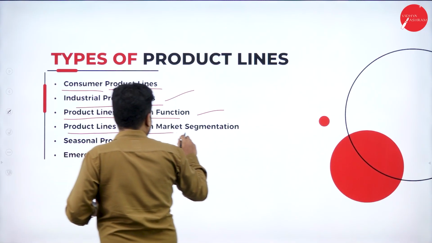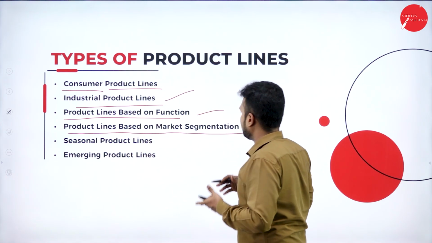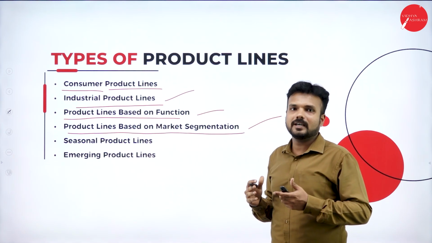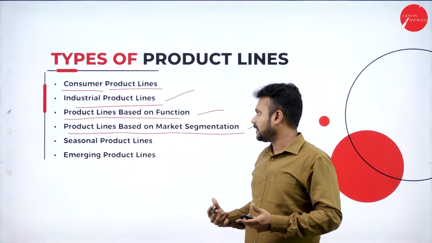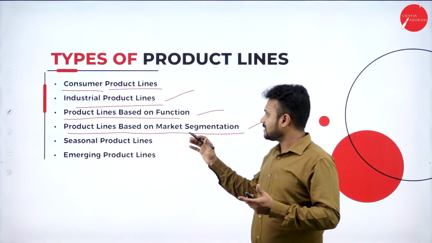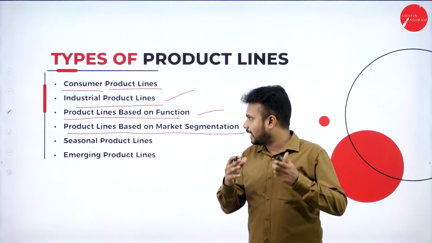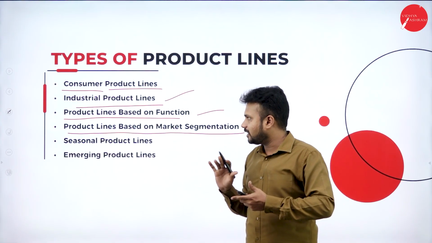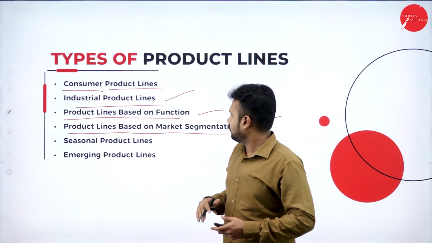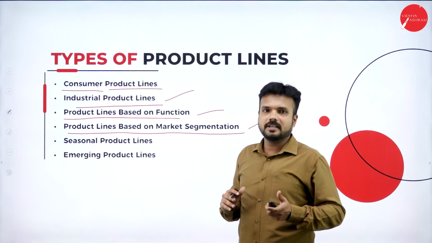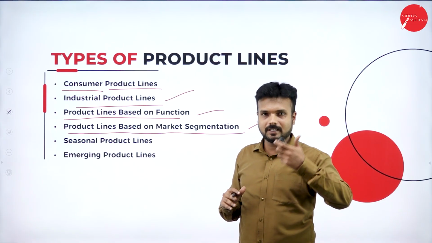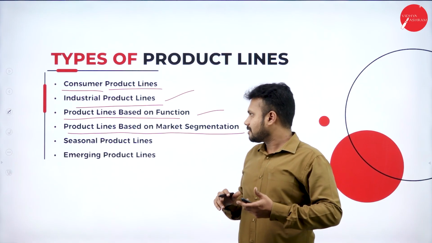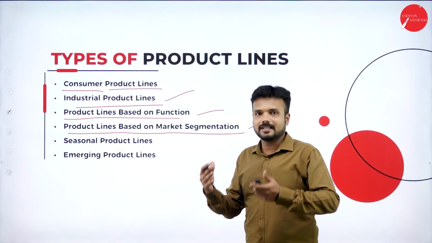Product line based on market segmentation. Based on the segmentation of the market, we divide or classify the product. In market segmentation, we divide or categorize the market into various segments. For example, we segment the market based on age group, gender, and purchasing power parity. Based on the product, we categorize the people.